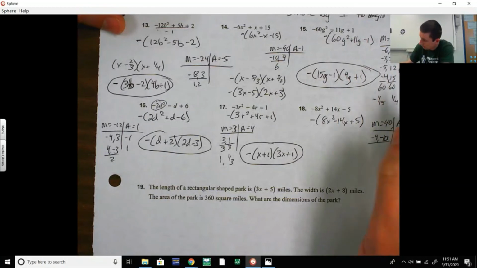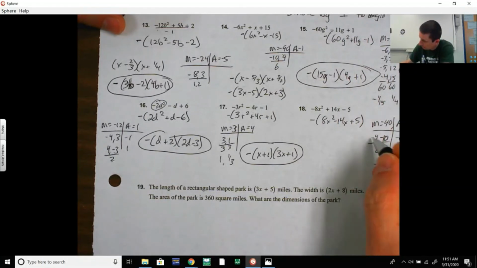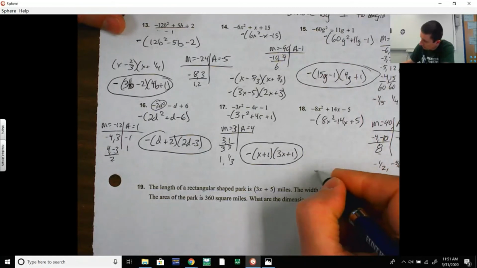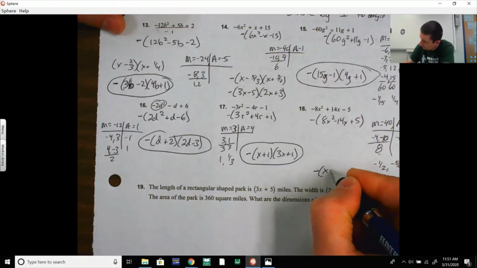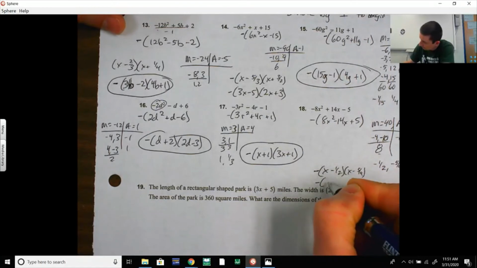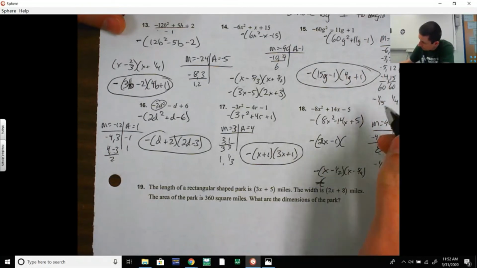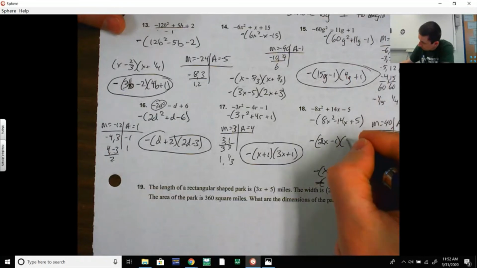Divide those by 8. So we get negative 1/2, 4 over 8, and 10 over 8, 2 goes into that, so 5/4, negative 5/4. We get negative x minus 1/2 times x minus 5/4. That's negative, it's right up here, negative 2x minus 1 times 4x minus 5.